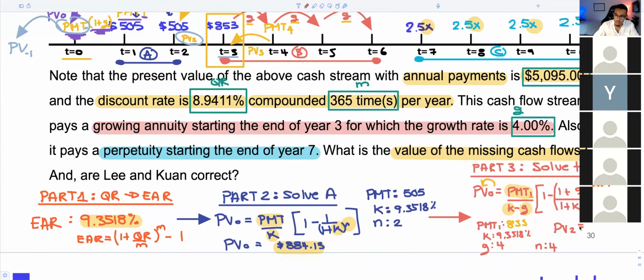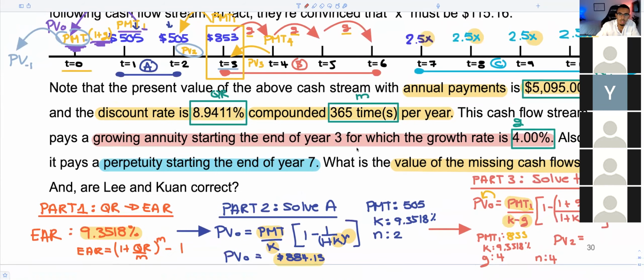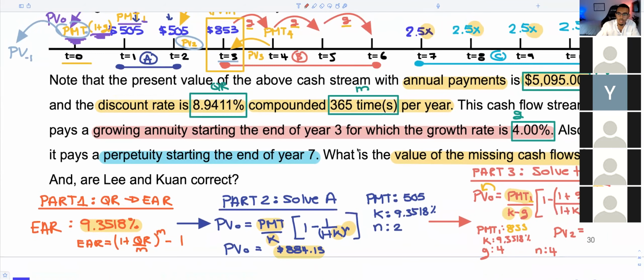What is PV2? Okay, cool. That's a good answer. In my notes, I put a wholly different one. But yeah, that is the correct answer. So you guys got 2, 8, 9, 8, 5, 3.